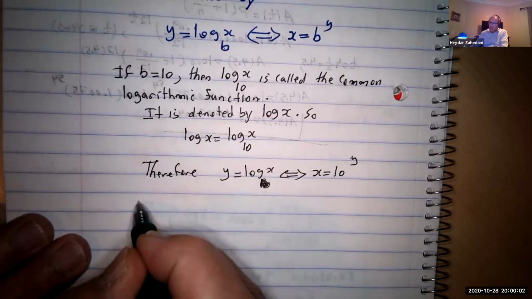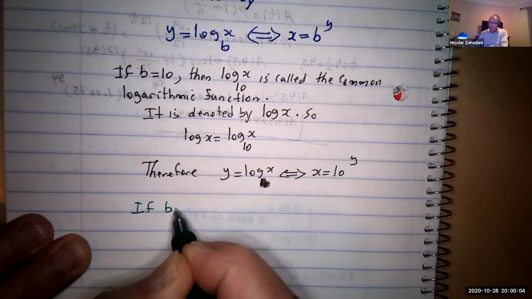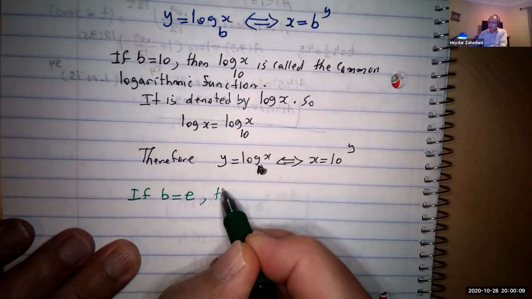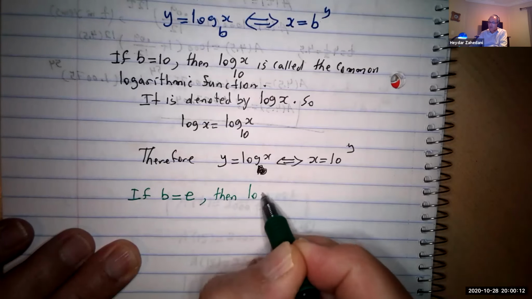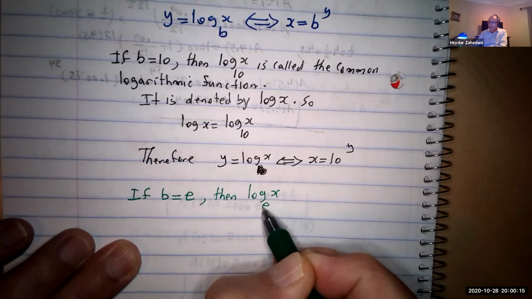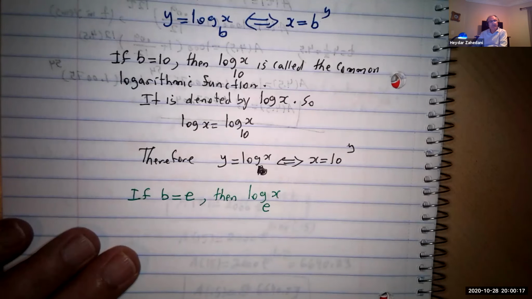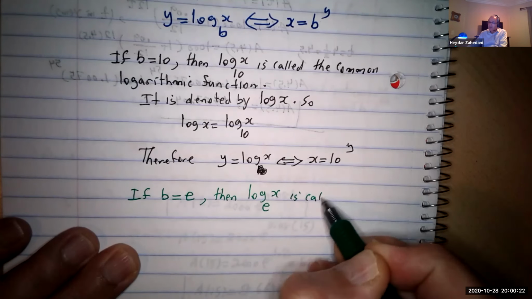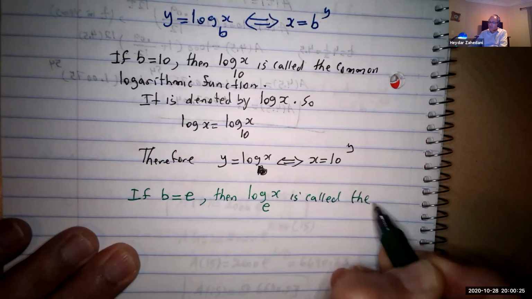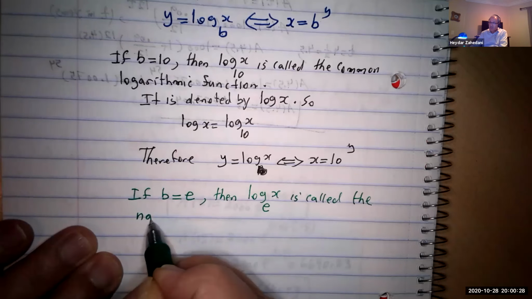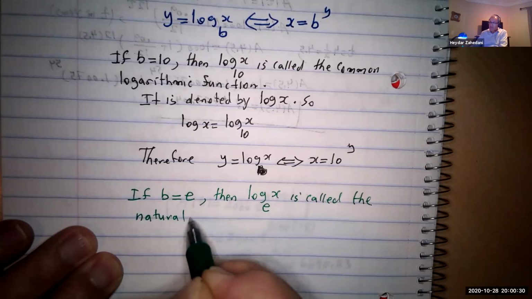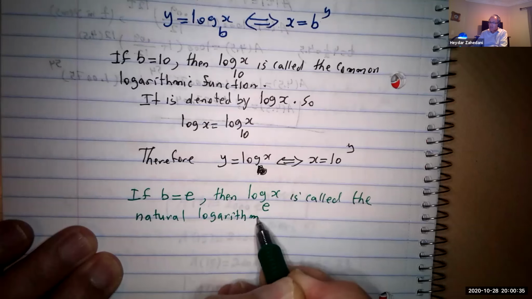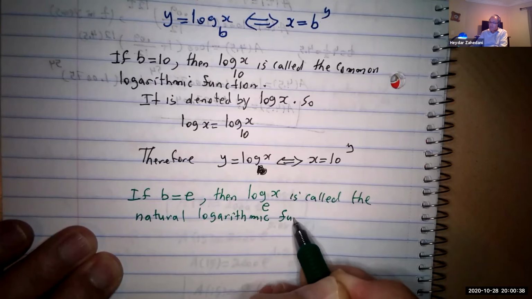Now, the other famous one is if b is equal to e. If that's the case, then that's the most popular one. Then log of x with the base e is called the natural log. It's called the natural log function, natural logarithm.